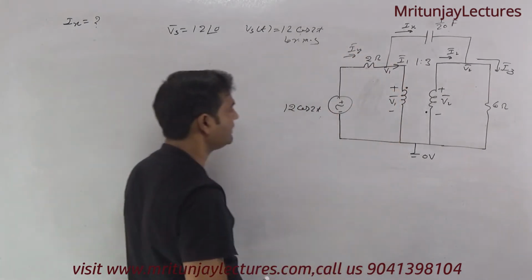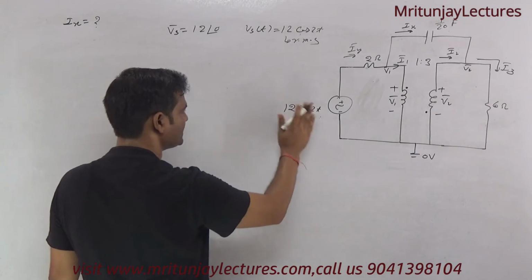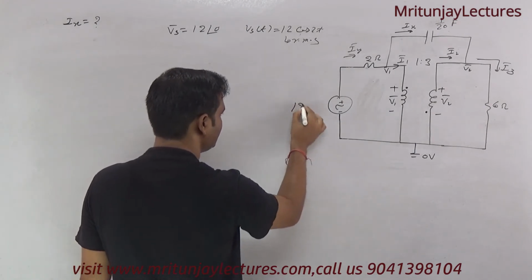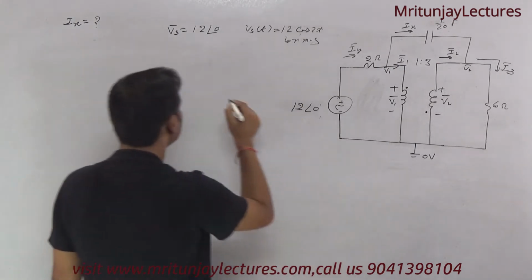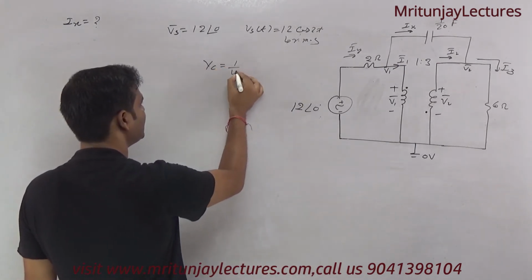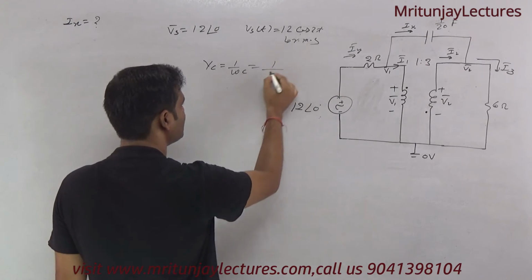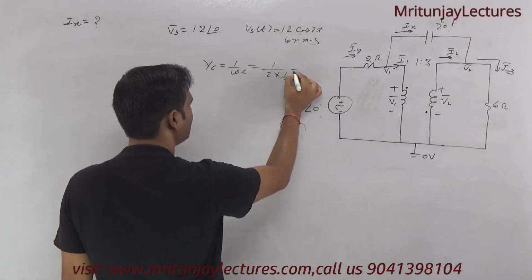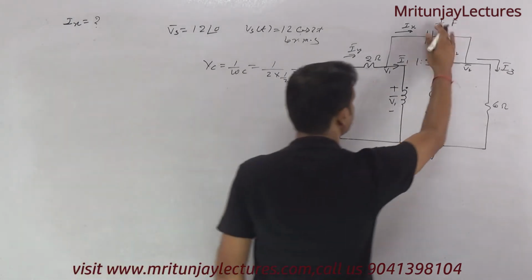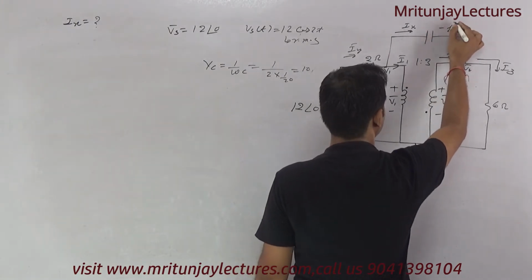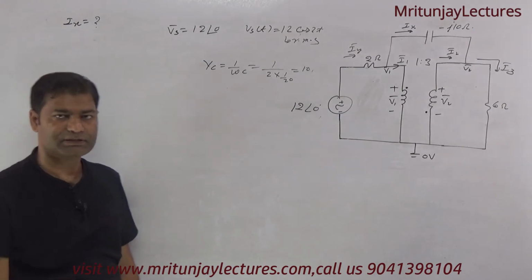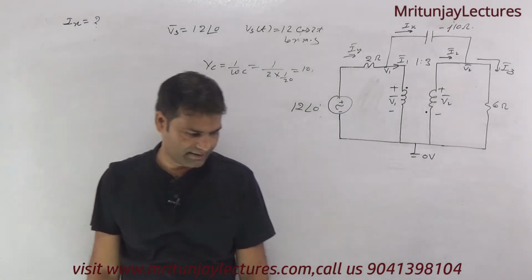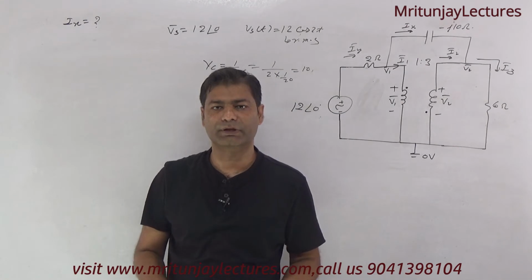For KVL at the node, first of all the circuit is converted into phasor, so that is 12 at the angle 0, and Xc is 1 by omega C, so omega is 2 into 1 by 12, that is 10. This point is clear. First of all, this circuit is converted into phasor, and after that we solve.